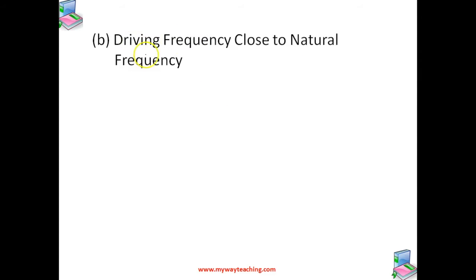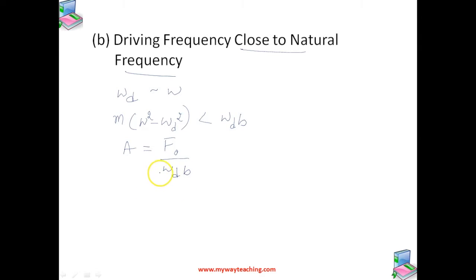So the second case is driving frequency close to natural frequency. If this driving frequency is very close to natural frequency, then in that particular case, the term m into omega square minus omega d square will be less than omega d into b for any reasonable value of b. In that case, we can neglect this term in the equation of A, then the equation reduces to this form, F naught by omega d into b. So this makes it clear that the maximum possible amplitude for a driving frequency is governed by the driving frequency and the damping, and it is never infinity.